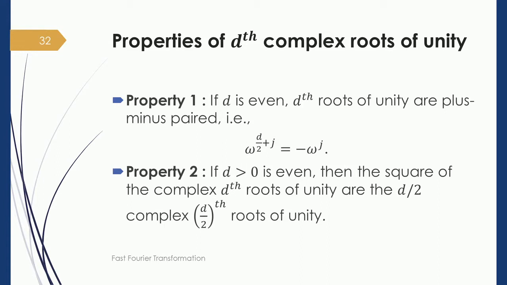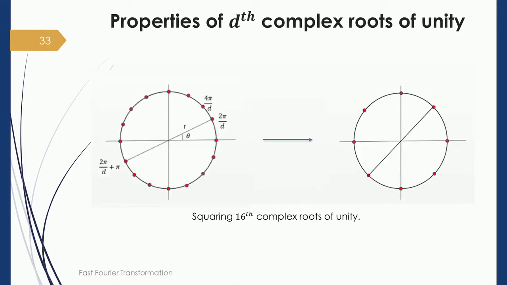So the first property states that if d is even, then the dth roots of unity are plus minus paired. So if you take omega raised to the d by 2 plus j, it's going to be the negation of omega raised to the j. So let's actually look at an example to illustrate this. So here, if you look at this 16th complex root of unity, it's going to be omega raised to d by 2 plus 1. That's this representation, and that's going to be the negation of omega raised to the 1.